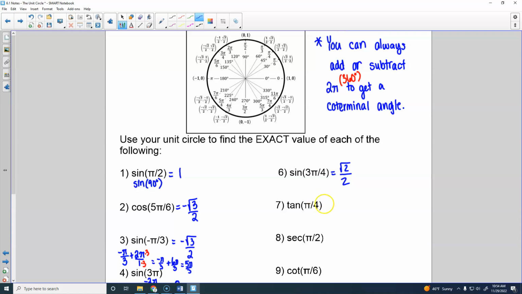Sine over cosine. So what we're going to do is tangent of pi over 4 is going to be sine of pi over 4 divided by cosine of pi over 4. So if we go to pi over 4, our y-coordinate is our sine, so that's square root of 2 over 2. And then our x-coordinate is also square root of 2 over 2. And what do we get there? 1.